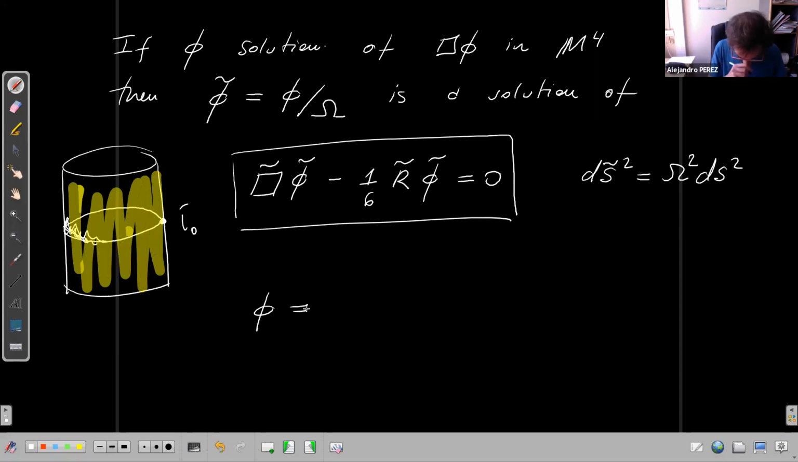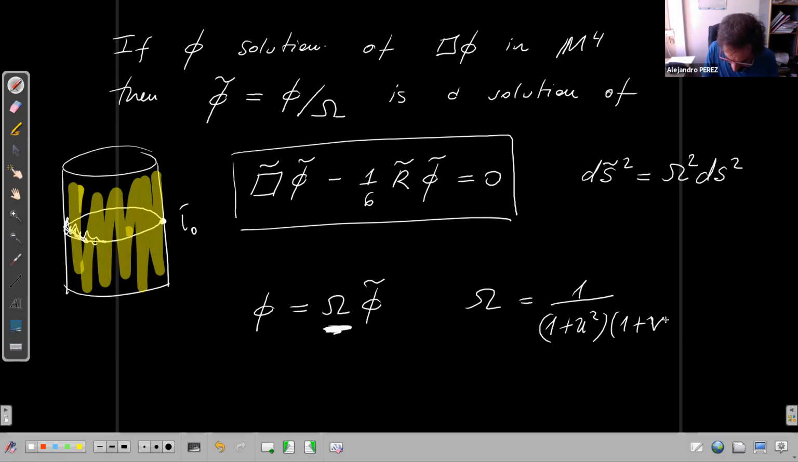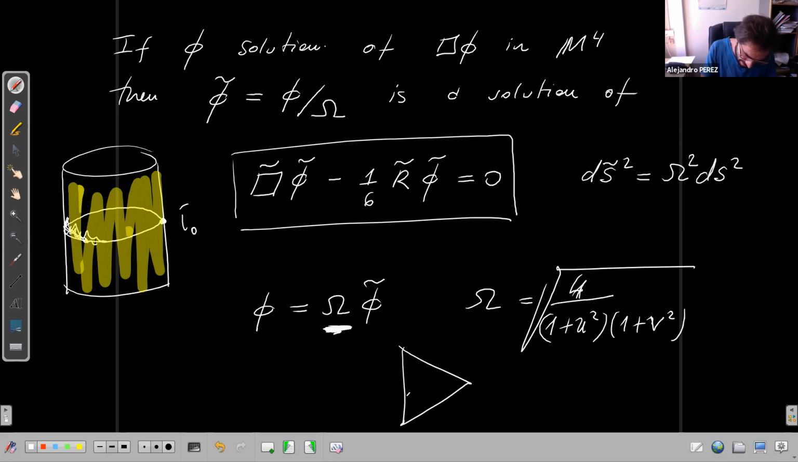phi in Minkowski spacetime as omega times phi tilde. Phi tilde is everywhere regular, and the behavior of omega as you go to infinity tells you the result of the theorem. Remember that omega goes like 1 over the square root of (1 plus u squared) times (1 plus v squared), with a 4 here. So you see clearly that if you go along null geodesics, radial geodesics, then omega goes like 1 over u, or like 1 over v, depending on which of the geodesics you choose.